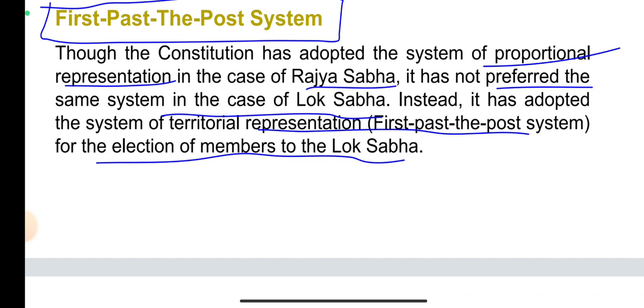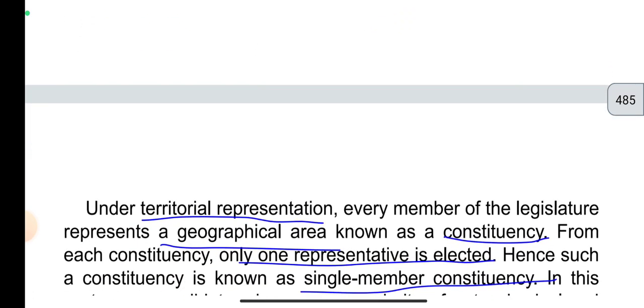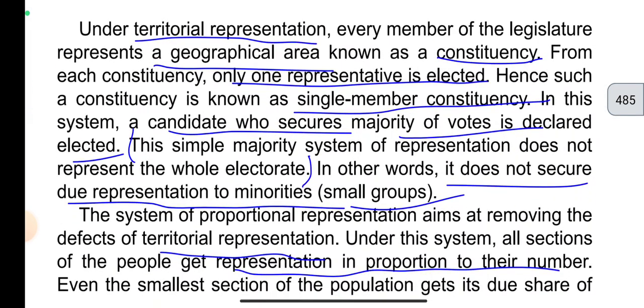Though the Constitution has adopted the system of proportional representation in the case of Rajya Sabha, it has not preferred the same system in the case of Lok Sabha. Instead, it has adopted the system of territorial representation, first past the post system, for the election of members of the Lok Sabha. जिसको ज़्यादा मिलेगा वही इलेक्शन पास हो गया.